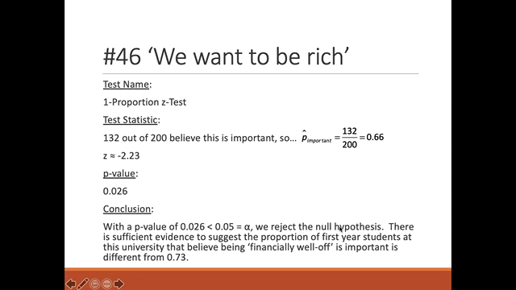So now we've done the second part. Since we have rejected the null hypothesis, we do have evidence of the alternative. So make sure you use the word evidence, and then you can use the words in the statement of the question to write this last sentence. So notice I said there is evidence to suggest, and then really the rest of this came from the statement of the question. To suggest what? Well, that the proportion of first-year students at this university that believe being financially well off is important is different from 0.73. It is okay to use the words in the statement of the question to help you write your conclusion. That's actually a smart strategy.